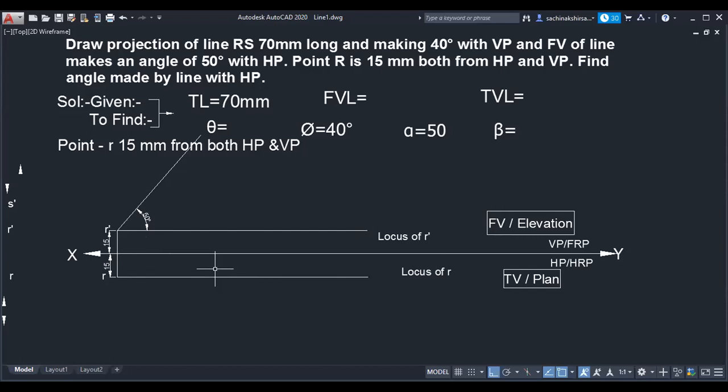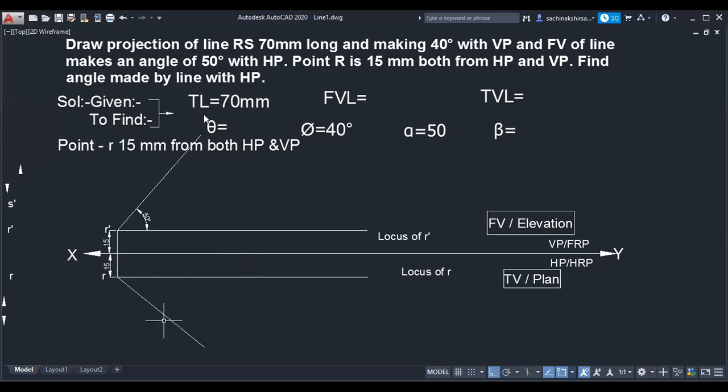Similarly, one more angle is with me. What is that angle? 40 degrees. It is called phi, and its true length is also with me. How much is the true length? 70 mm. Again I will draw a line now in the top view, since the phi angle is in the top view. I will draw a line of 70 mm, and the angle should be 40. It will come something like this.